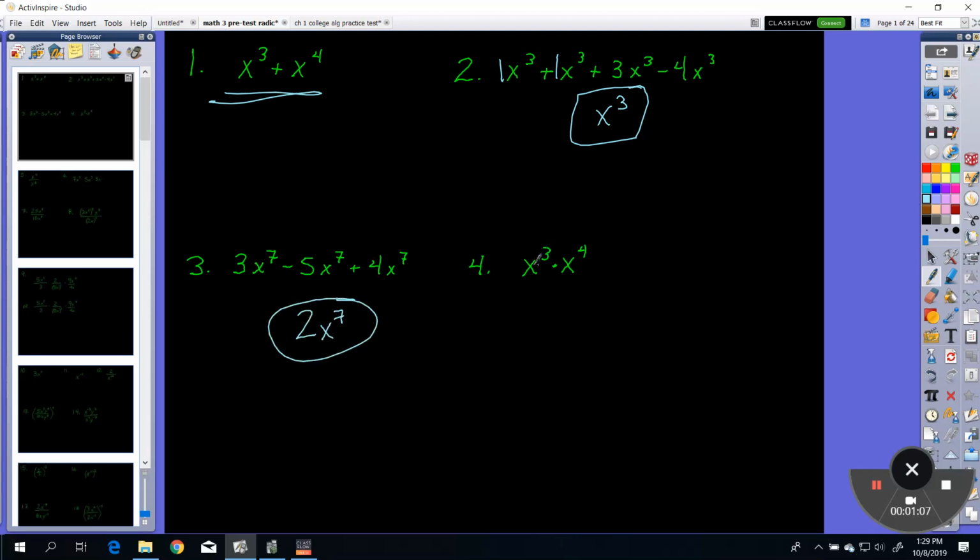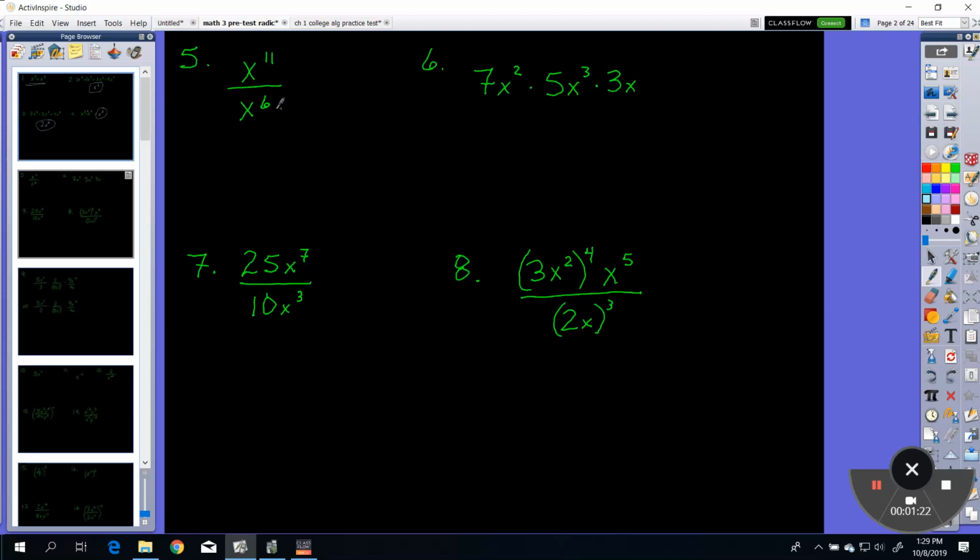Number 4 is a multiply between two bases that are the same. And so when we multiply and the bases are the same, we add the exponents. So 3 plus 4 is 7. Question 5 is a divide. When the bases are the same and we divide, we subtract the exponents. So it's 11 minus 6, which is 5. So this is x to the 5th. Because really what's happening, 6 of these from the bottom are canceling out 6 of those from the top. So that's why we subtract 6 off, because they cancel them off, and it only leaves us with 5 of them.